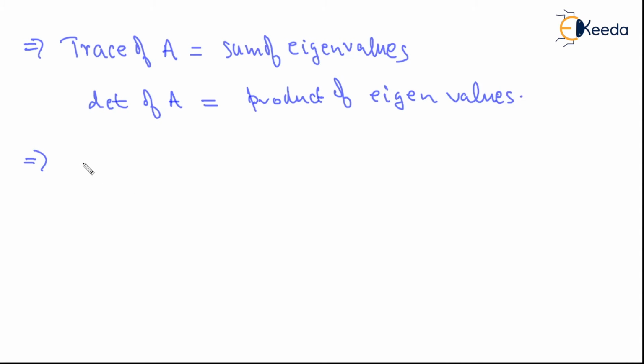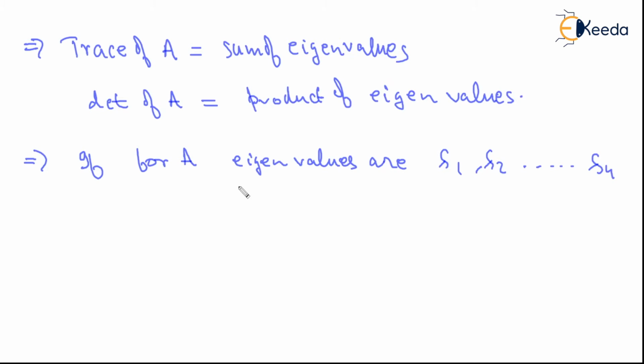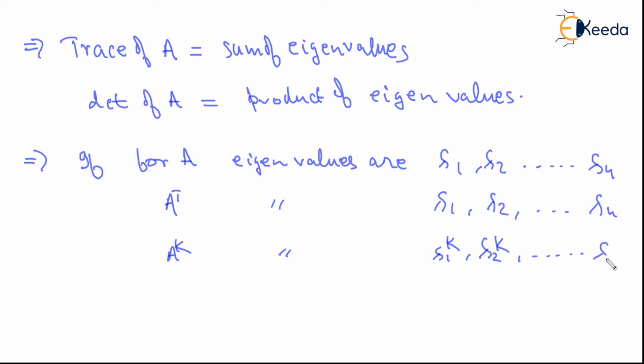Also, if for A the eigenvalues are, let's say, lambda 1, lambda 2, and so on, lambda n, then for A transpose the eigenvalues are the same, lambda 1, lambda 2, lambda n. So the eigenvalues for A and A transpose are the same. But if we have A to the power of k, the eigenvalues are going to be lambda 1 to the power of k, lambda 2 to the power of k, and so on, lambda n to the power of k.